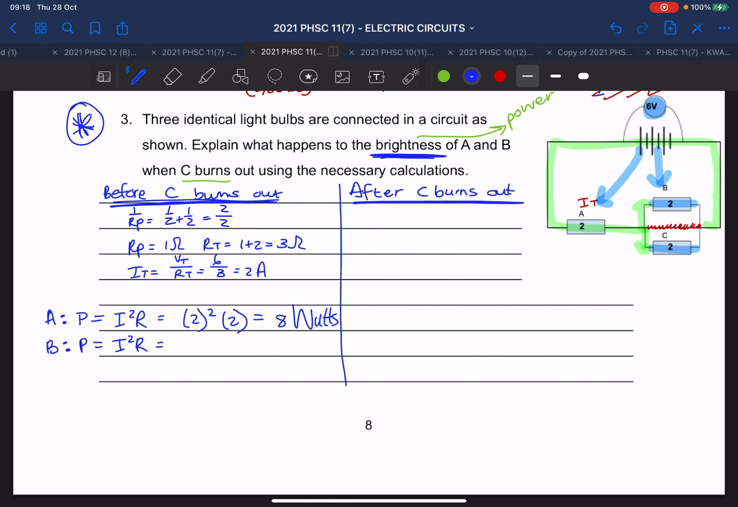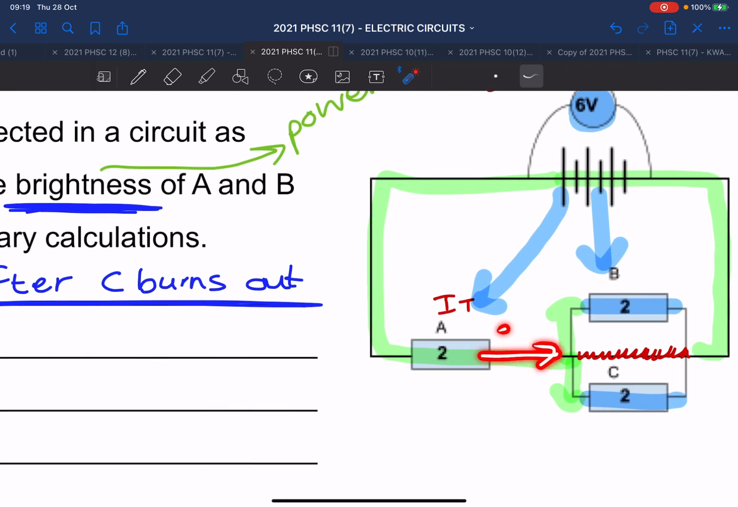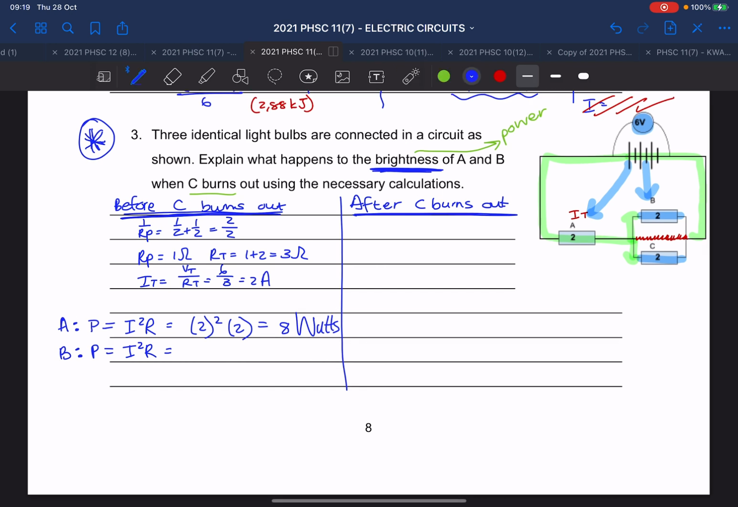Then if we look at B, there is B. Can you see that from there? I'm going to zoom in there. Here we have 2 amperes going in there. Then how much amperes goes through B? 1. Because they are equal to one another, they are identical, the current splits up equally. So the current through B is 1 squared, the resistance is 2, and that gives you 2 watts.